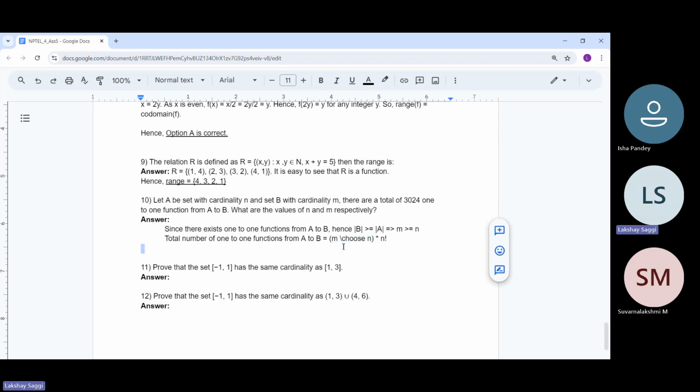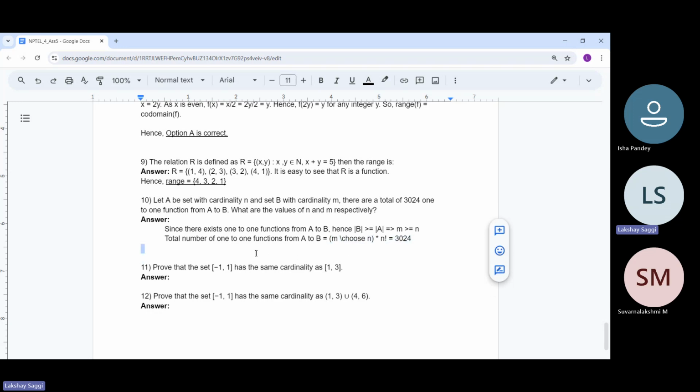And so we choose n elements out of the total m elements of B. And now we can permute these n elements over each other, giving us different possible functions. This has been covered in the lectures as well, so I won't go into too much detail. But yes, this is the high level idea. And this is given to us to be equal to 3024, right? And from this, we need to find the values of m and n.